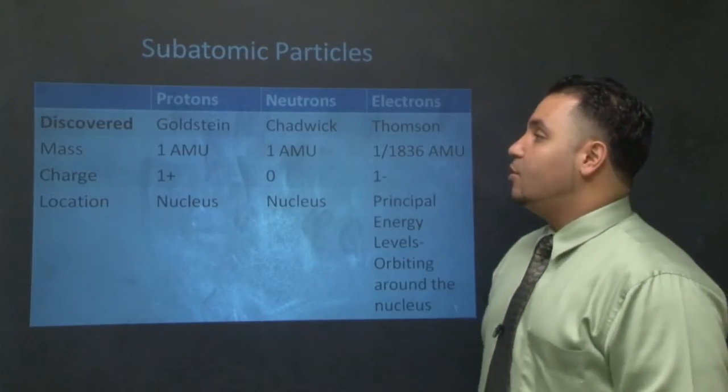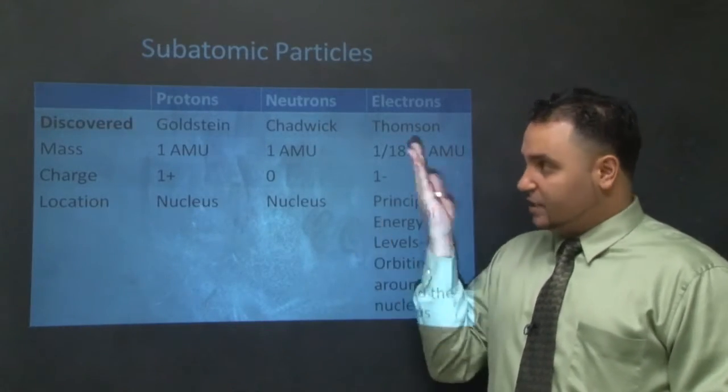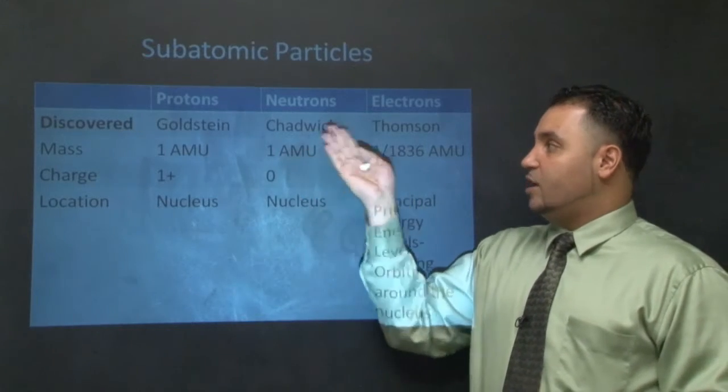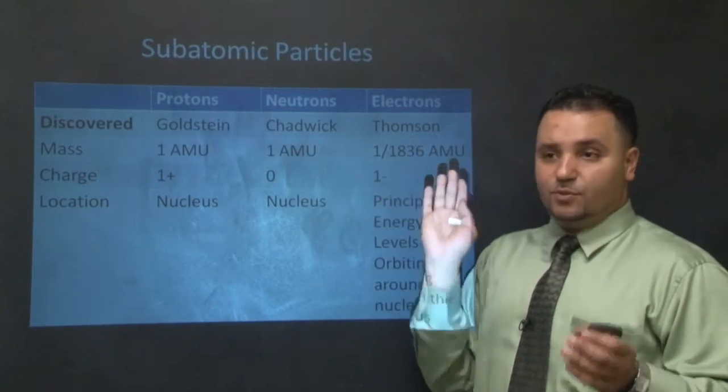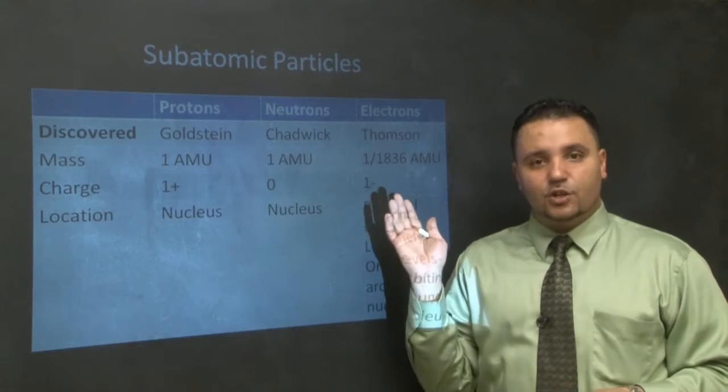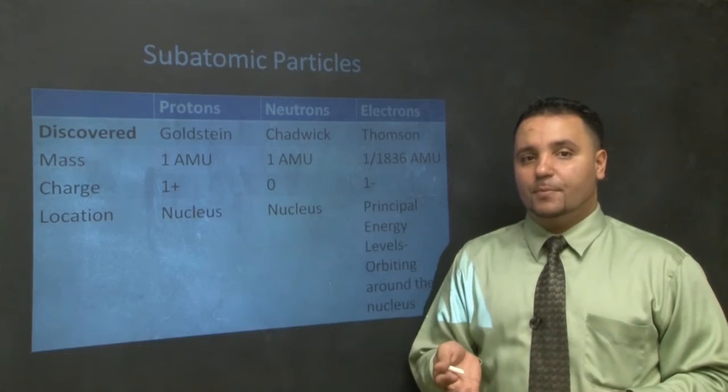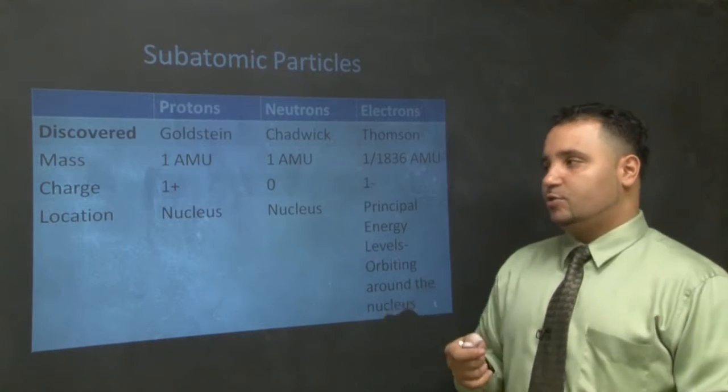Next. After all this, we have some scientists: Goldstein discovers protons, Chadwick neutrons, Thomson the electrons. It's nice to just know those for the true and false questions that come up. They usually don't ask scientists on the multiple choice questions.